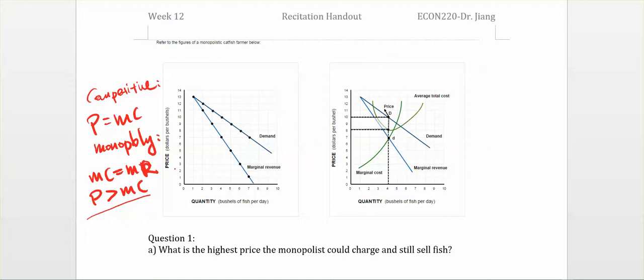The vertical axis is price, and the horizontal axis is quantity. And we can find the monopolistic catfish farm starts to sell when the price is $13. Although we only have one consumer needed, the highest price the monopoly could charge is $13. So that is the highest amount he can charge.